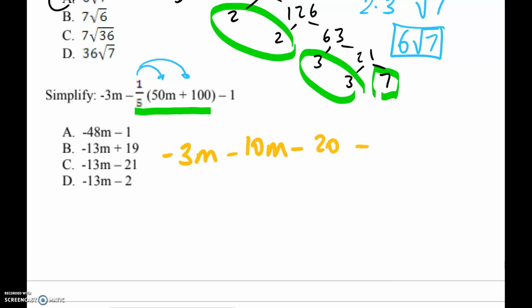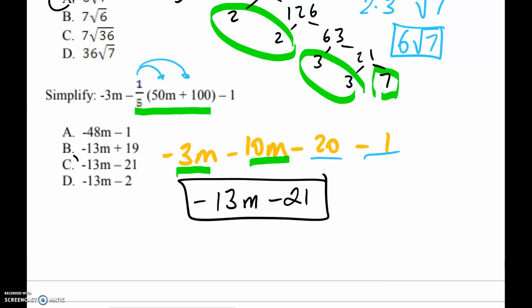And then negative 1. Can we combine like terms? I think we can combine like terms. I have negative 13m and negative 21. This is part C. C is the correct answer.